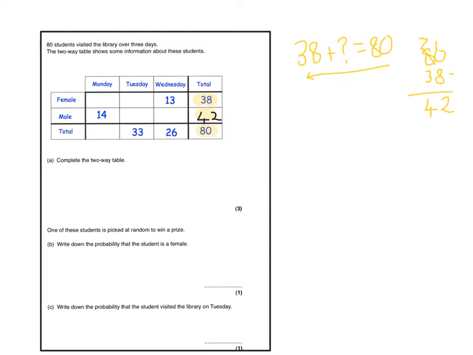I also can see that 13 add something is 26, remember, because this is the total column. 13 add something is 26. Do it backwards. 26 take away 13. 6 take away 3 is 3. 2 take away 1 is 1. So this number here is actually 13.